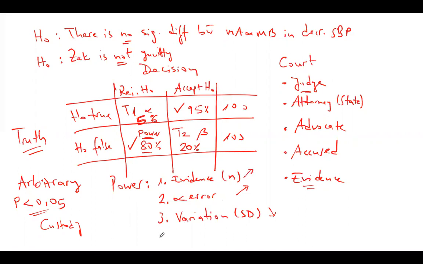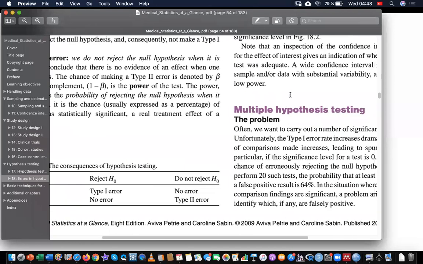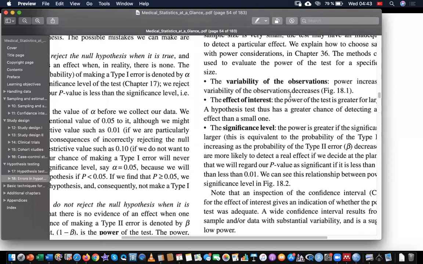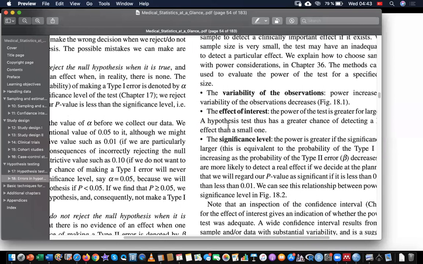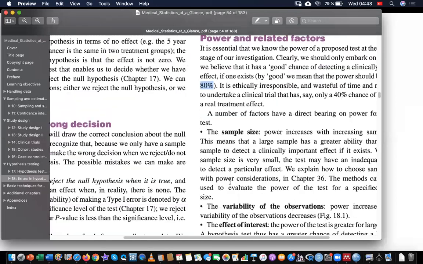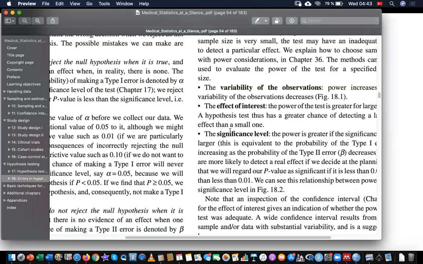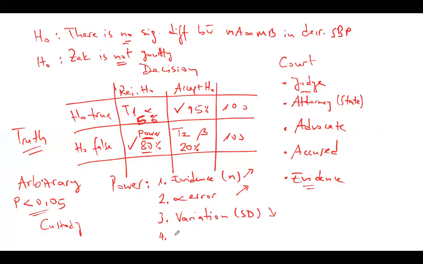Okay. Number four. What else? I have to check the book, not to forget it. Significance levels. Yeah, the effect of interest. Anything else? I forgot. Sample size. I mentioned significance level. I mentioned variability. I mentioned the effect of interest. Effect of interest is something you're hearing for the first time probably.